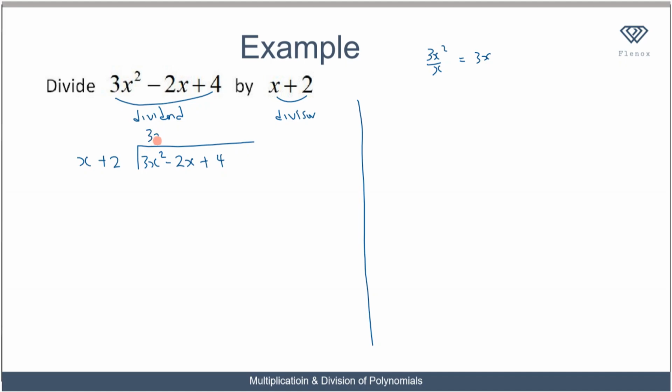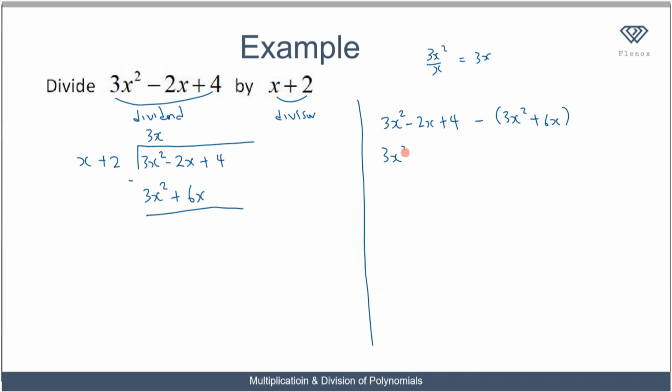So I know I can multiply this by 3x. When I write 3x here and multiply 3x times x, I have 3x squared, and 3x times 2, I obtain 6x. So now what do I do? I subtract. Like we have been doing with the subtraction, we have 3x squared minus 2x plus 4, then minus open bracket 3x squared plus 6x. How do we go about that?